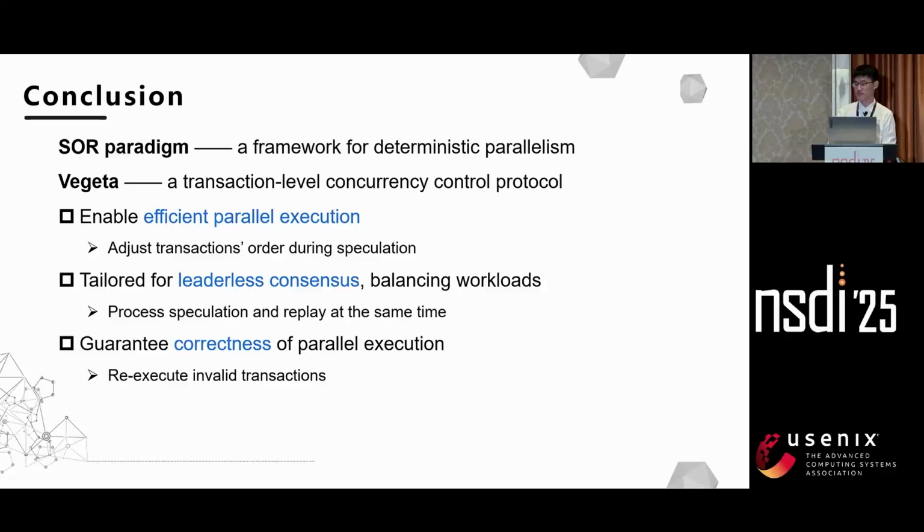So in conclusion, we designed a speculate-order-replay paradigm to accelerate the execution of transactions and instantiated it with the transaction-level concurrency control protocol Vegeta. We can leverage the information obtained in the speculation phase to enable efficient parallel execution in the replay phase. Tailored for leaderless consensus, it allows nodes to process speculation and replay at the same time. We also apply re-execution to guarantee the correctness of execution.